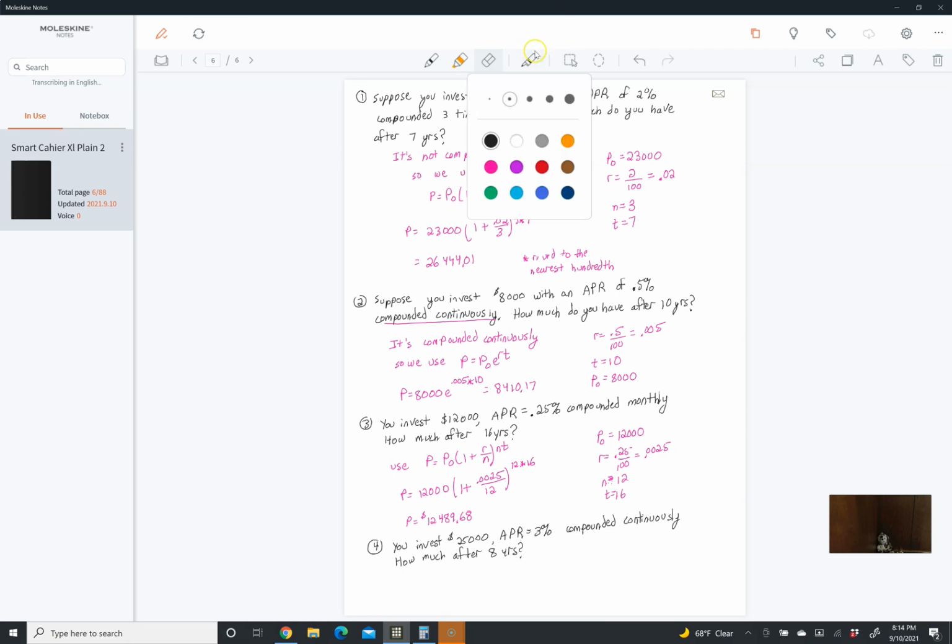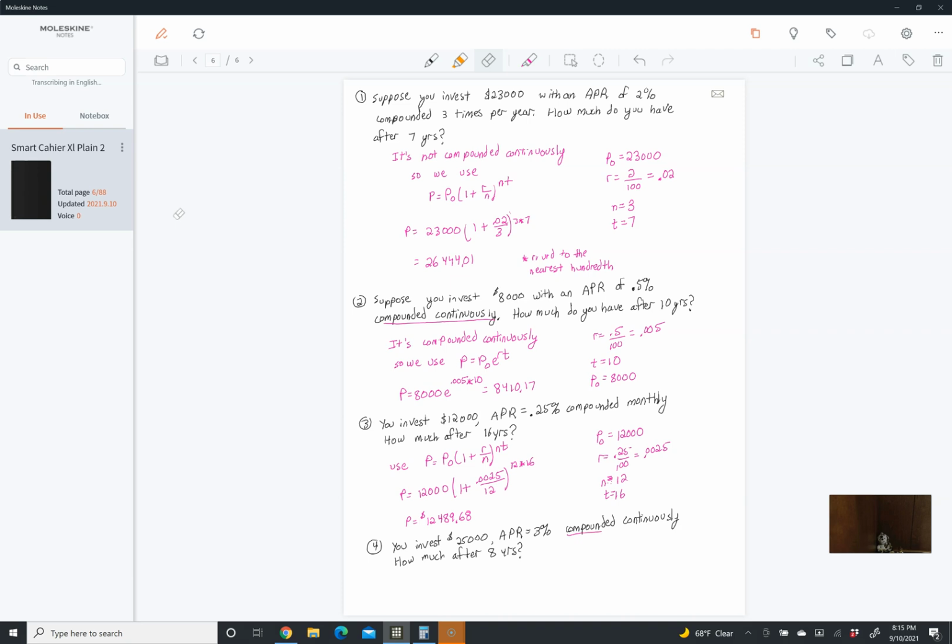Pause the video to try and do it on your own. So we're asking ourselves, is it compounded continuously, or is it compounded something else? It's compounded continuously. That means that we're using P is equal to P0 e to the RT. Then we're identifying our P0 is 25,000. That's the original investment.